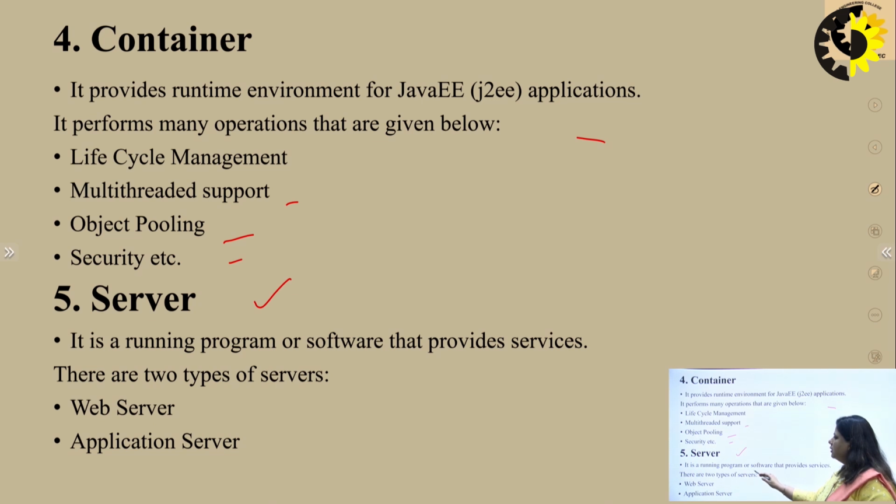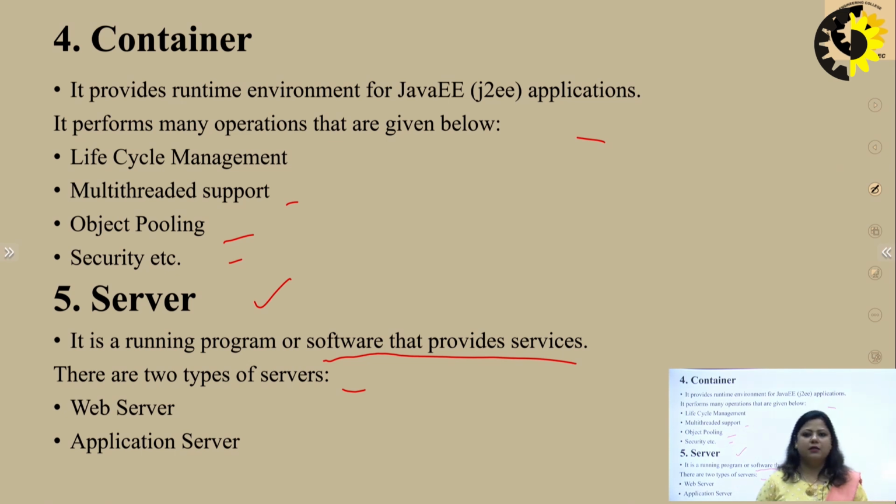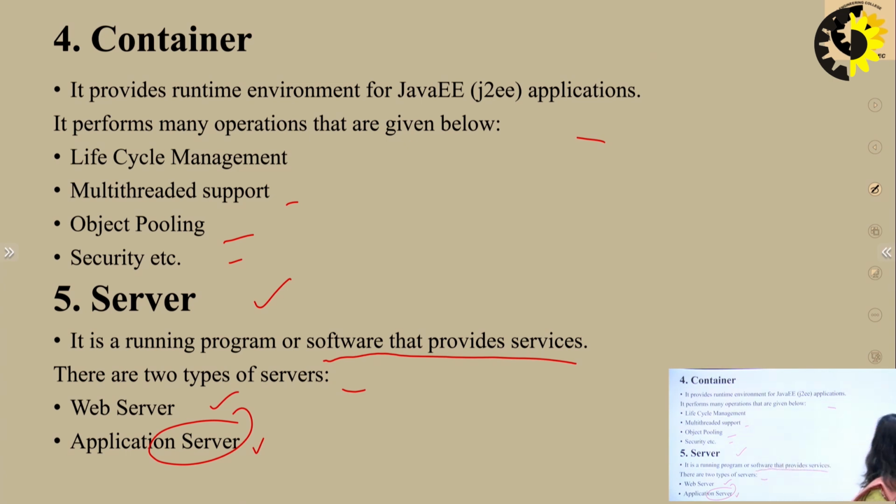Now, servers. A server is a running program or software that provides services. Basically, we know that there are two types of servers, web servers and application servers. What is the use of a web server and an application server? A web server is basically used over the internet, and in case of application servers, there are many applications in which we use that server as an application server only.